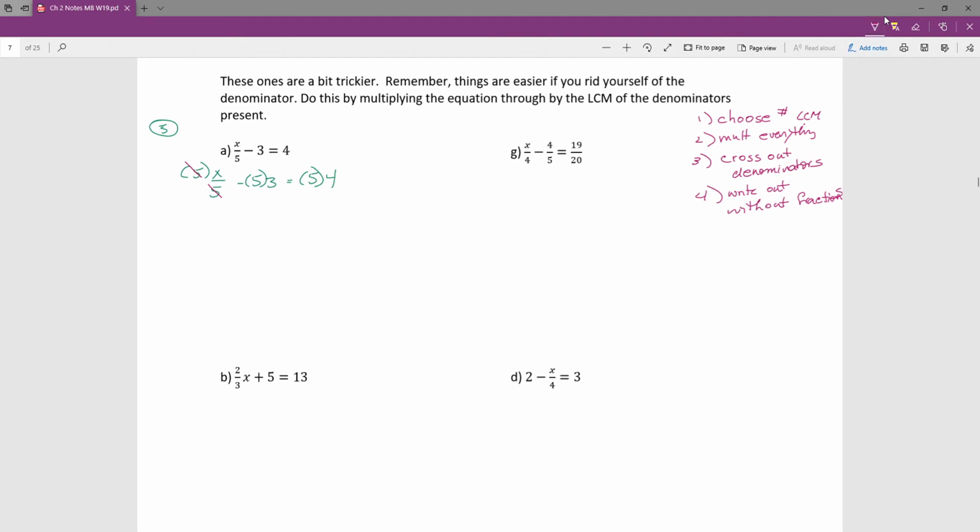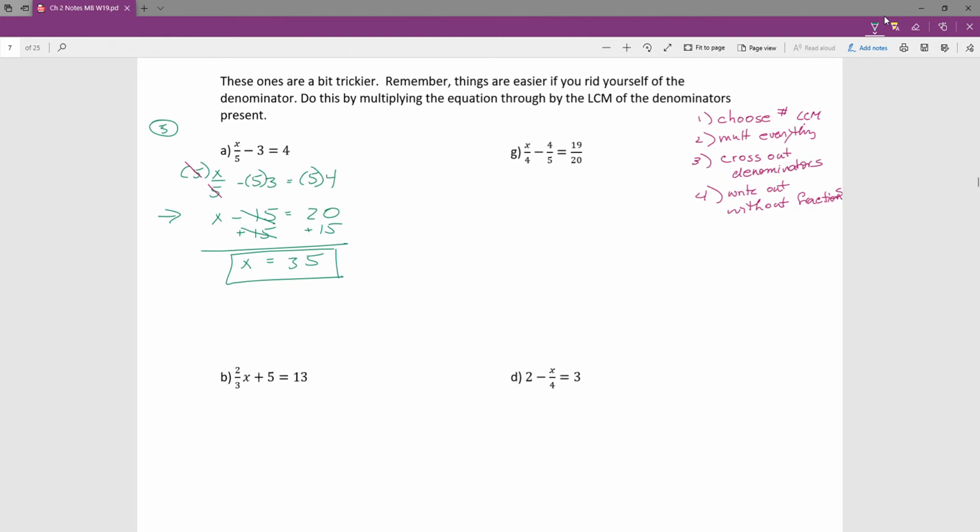So now the next thing I can do is write it all without fractions. So I get x minus 15 equaling 20. And this step is certainly worth your while, I think, oftentimes to make things easier. So I'm going to add 15 to both sides, and I get a final answer of x equaling 35.